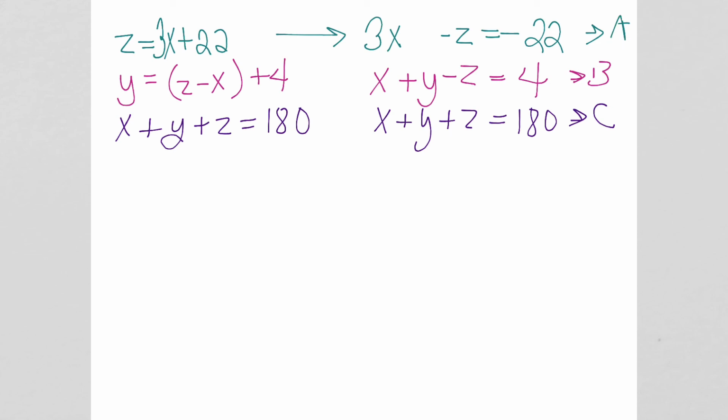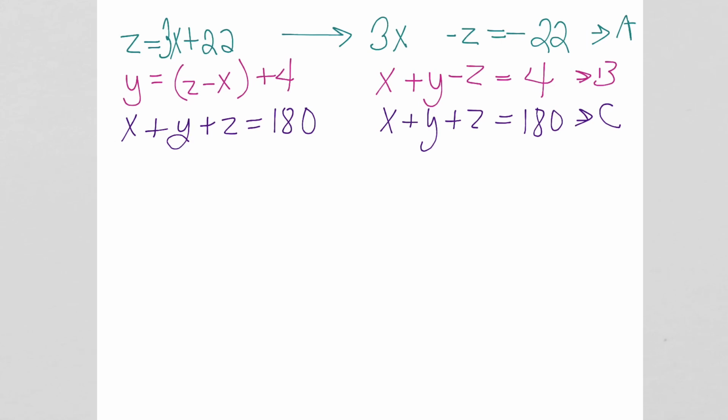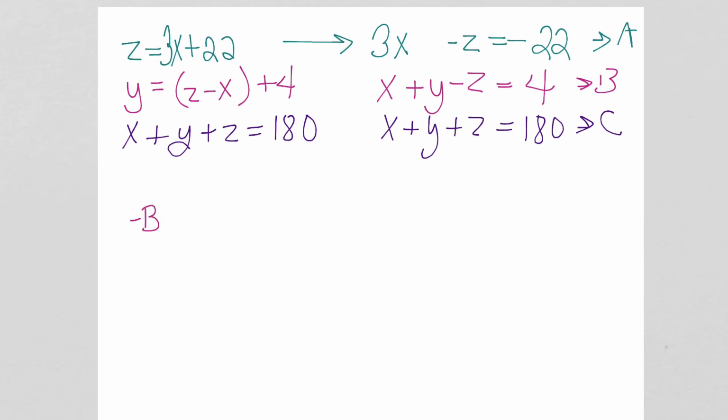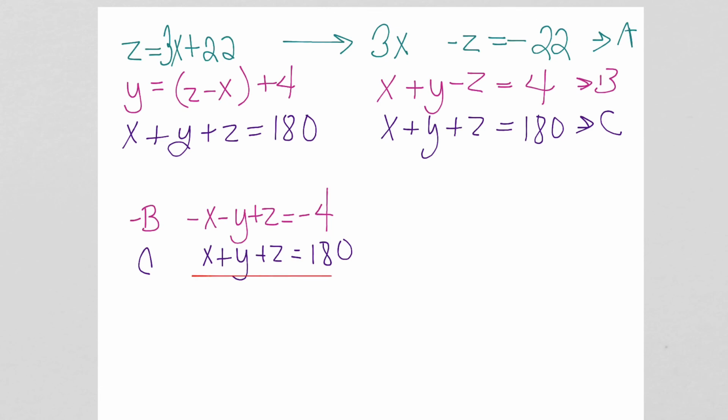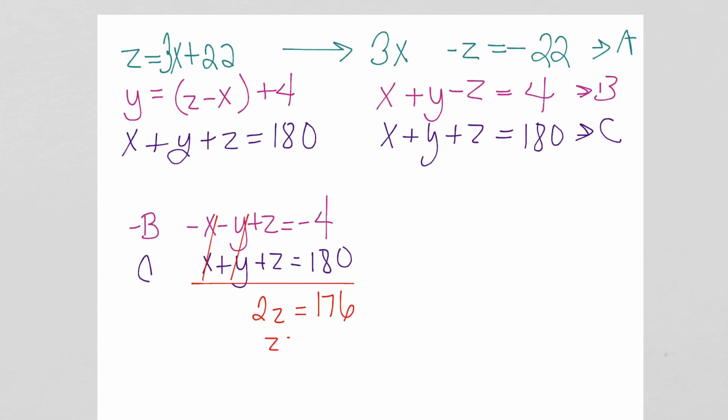Okay, so let's start by getting rid of x. If we do negative b, then we have negative x minus y plus z equals negative 4. And add that to c, we find out that something lovely happens. We get rid of two variables at once. The x and the y both go away. That saves us a little bit of work. So we've got 2z equals 176, or z is 88.